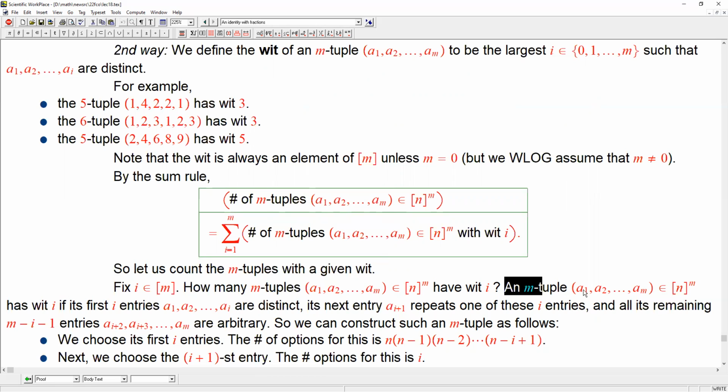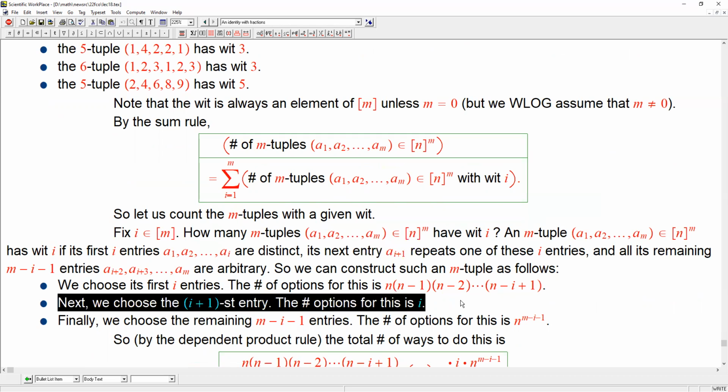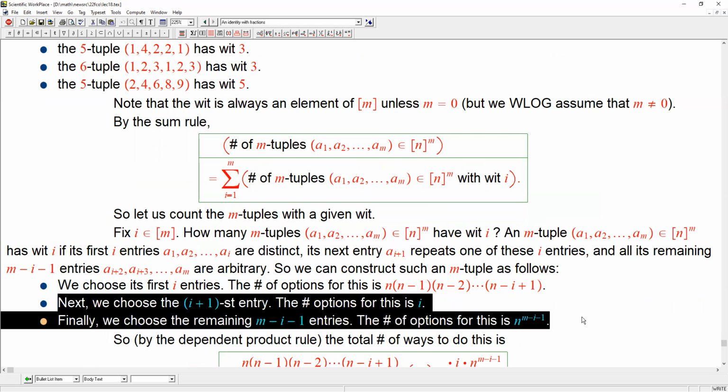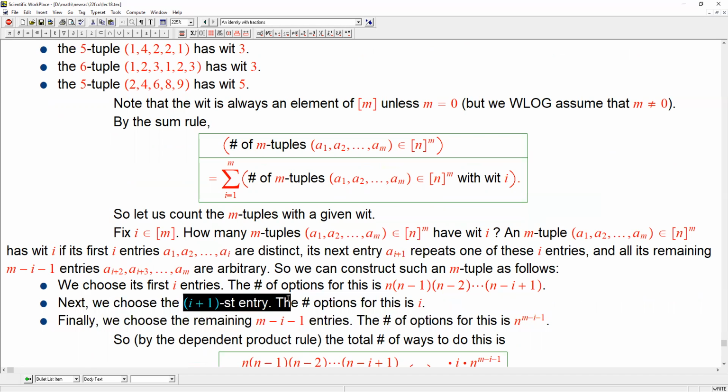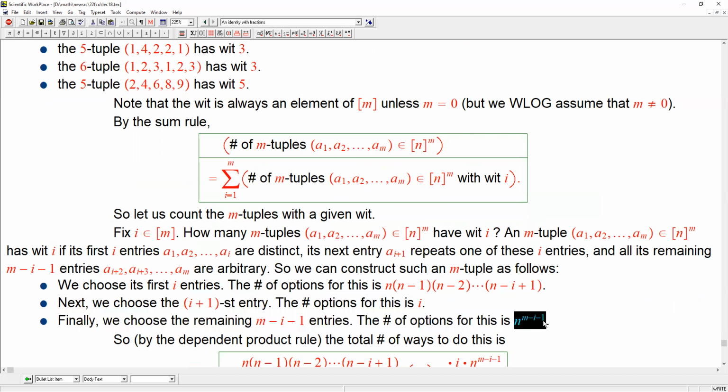Our reasoning tacitly assumed that after we've chosen the first i entries, there is still one more entry to choose, or maybe more, or two more, or three more. But when i equals m, there are no more entries to choose. And so these two steps don't exist. We don't get to choose the (i+1)st entry. We have already chosen all entries. Game over.